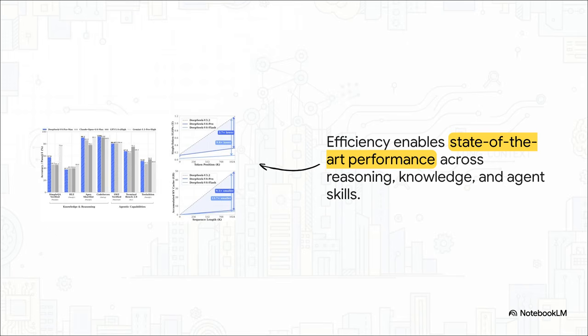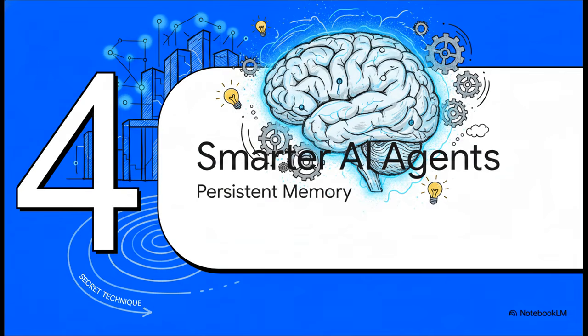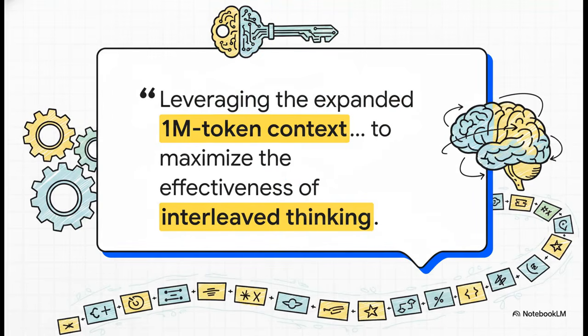Now, crucially, all this crazy efficiency doesn't come at the cost of performance. Not at all. In fact, it's what enables these state-of-the-art results. If you look across the benchmarks for reasoning and agent skills, DeepSeek V4 is now a new leader among all the open-source models out there. All right, now let's talk about what this unlocks for you, the builders, and that little secret technique I mentioned earlier for designing smarter, more persistent AI agents. The key is this concept the paper calls interleaved thinking, and it's something that's only really possible because of this massive and now efficient context window.